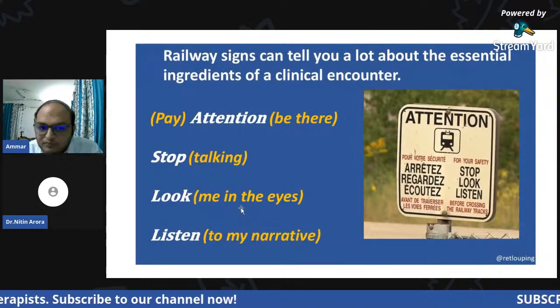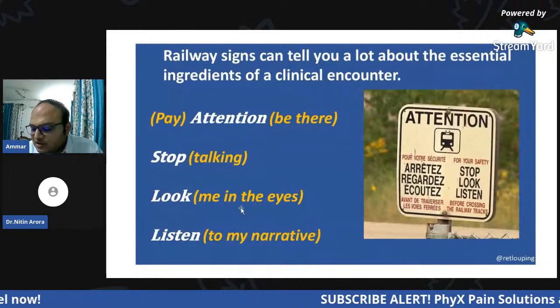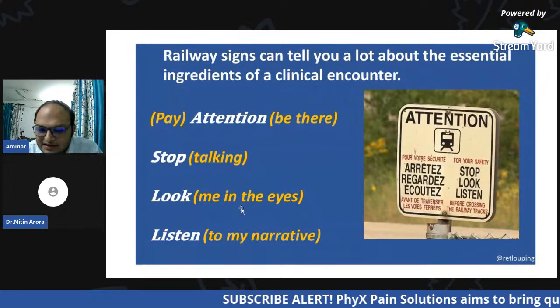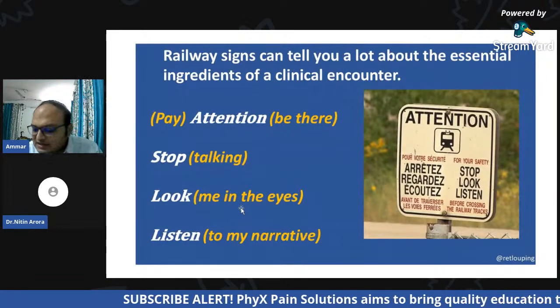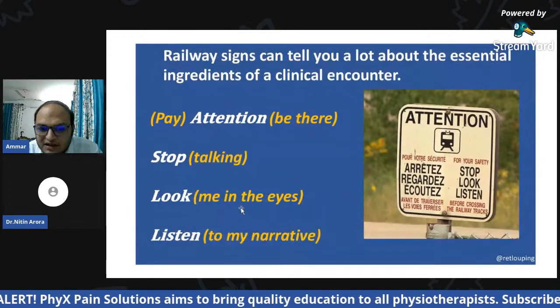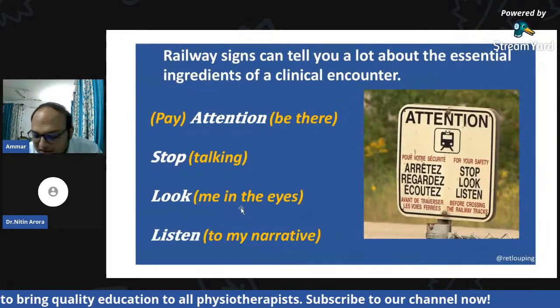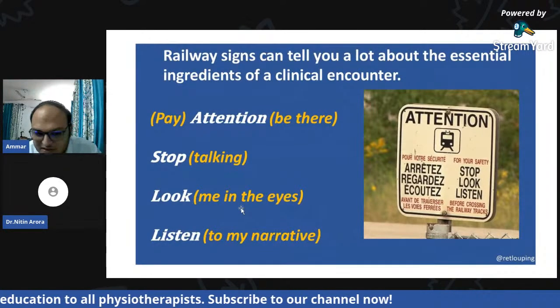How to remember that we have to listen to the patient? It's very simple. It's just an analogy that railway signs can tell you a lot about essential ingredients of clinical anatomy. Attention, pay attention, be there. As you're crossing the railway line, you're very attentive, so that no train comes and crosses.